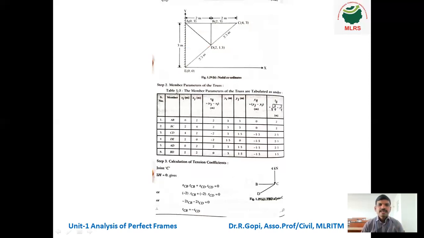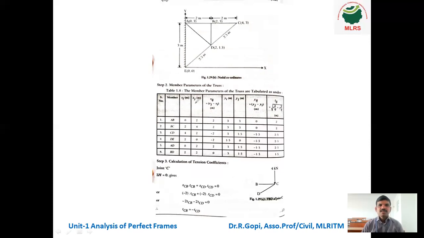Next step, we have to calculate the length of each member. So how to calculate? Using this table. The member parameters of the truss are tabulated here. Serial number: there are 6 members, 1, 2, 3, 4, 5, 6. Next, member number: AB, BC, CD, DE, AD, BD.